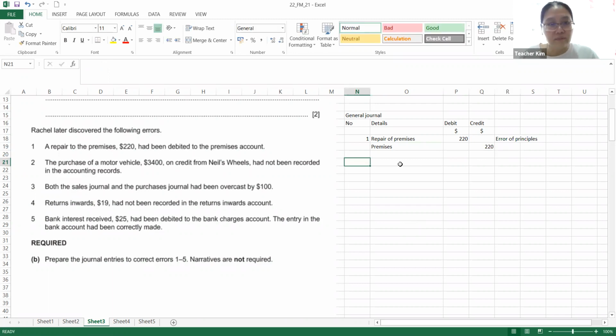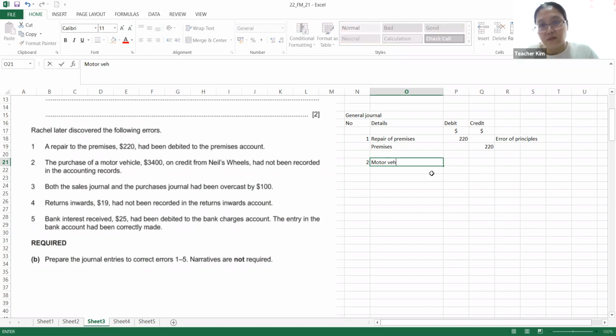Number 2, okay, they say narratives are not required. That means we don't need to write the reason. The purchase of the motor vehicle for 3,400 on credit from Neil Hugh has not been recorded. This is an omission. So we debit motor vehicle and credit Neil Hugh.